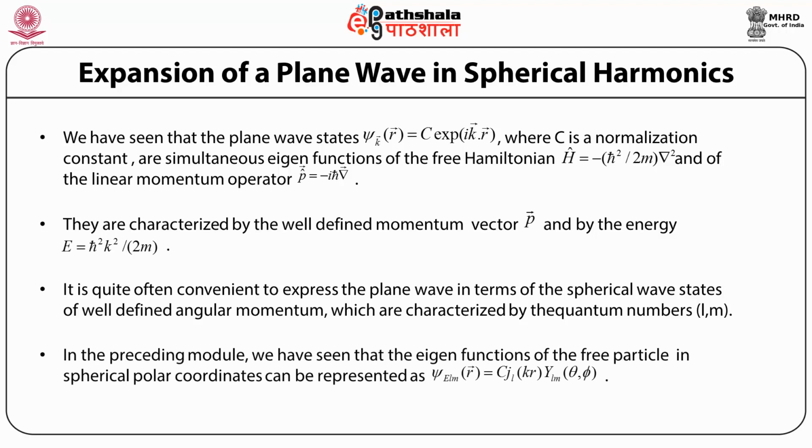In the preceding module, we have seen that eigenfunctions of the free particle in spherical polar coordinates can be represented as psi_lm(r vector) equals c into j_l(kr) Y_lm(theta, phi).